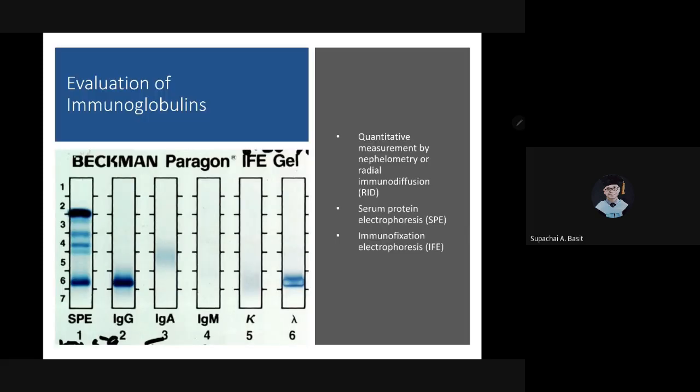And then, of course, to really confirm if a person has a deficiency in antibodies, we can do the evaluation of immunoglobulins. We can quantify immunoglobulins via nephelometry, radial immunodiffusion, or, in this particular picture, the SPE or serum protein electrophoresis. This one is a more accurate way of determining the level of antibodies, along with immunofixation electrophoresis.